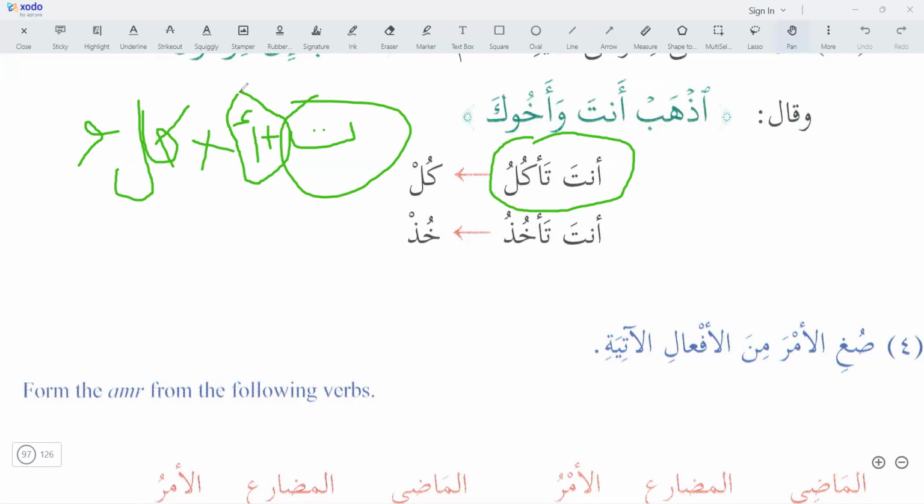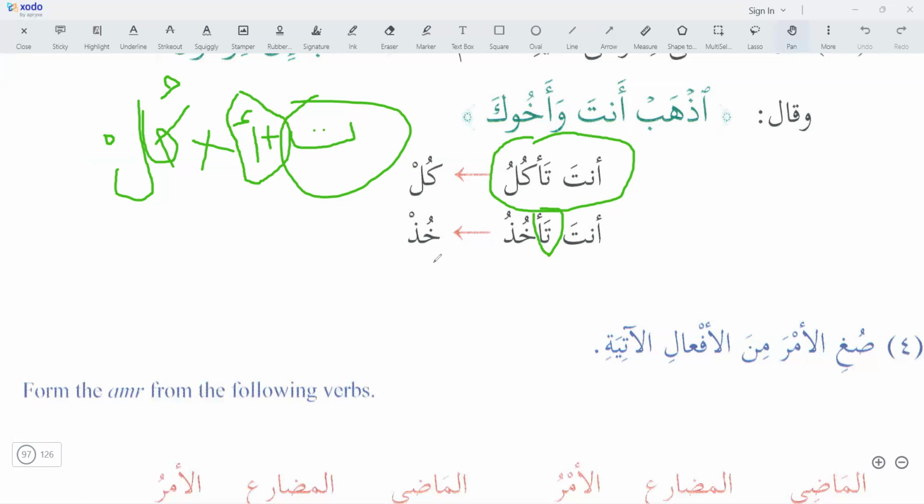Harfe ataf, we can delete according to our need, to make it easy. We delete this alif because it is skun, so this kaf already has a haraka. The last letter, we make it skoon. So it becomes ta'kul, and from ta'kul it becomes kul. Same with ta'khudh: ta and alif we delete, and the last harka we make skoon.